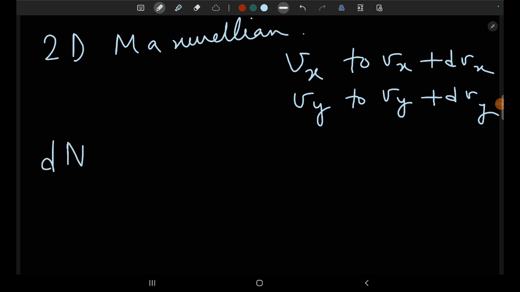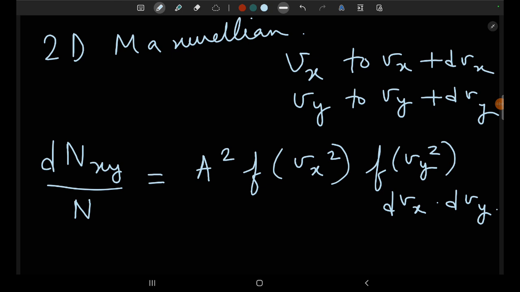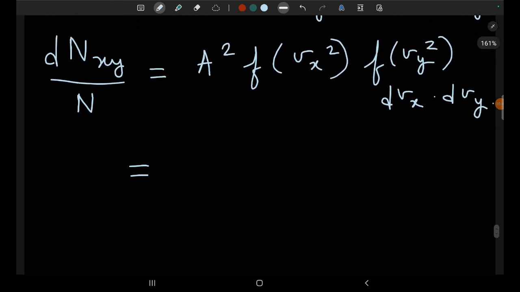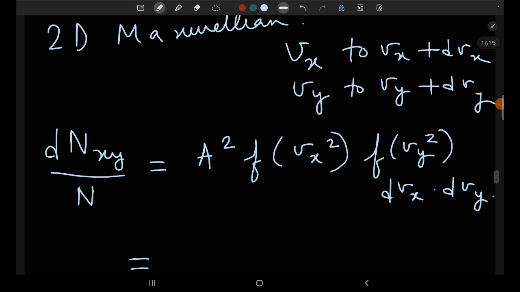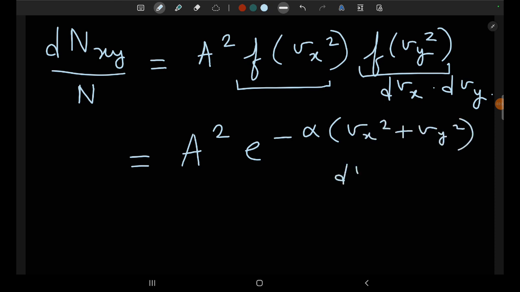So we obtained that dn xy by n is a squared f Vx squared into f Vy squared dVx times dVy. Now we have stated previously what the values of f Vx squared and f Vy squared were, so we may put the values directly. This is e to the power minus alpha Vx squared plus Vy squared. This is just simply what we have obtained.